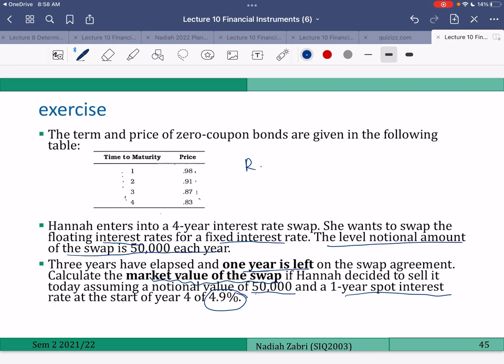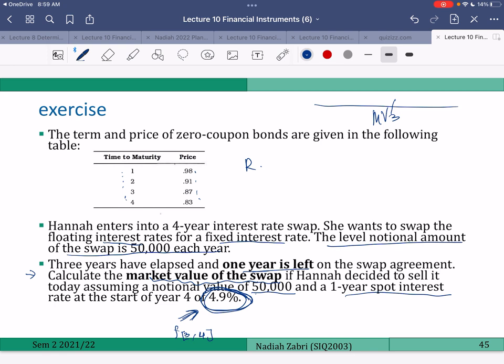Before this, they estimated this variable rate by calculating the forward rate when they were first setting the R. But once 3 years have elapsed, they already know the actual variable rate, and the actual variable rate is 4.9%. So now we want to find the market value of this swap, because she wants to sell this swap at time 3. So what is the market value at time 3?